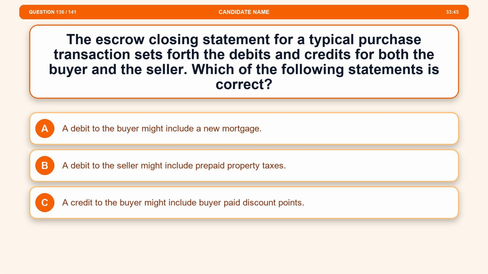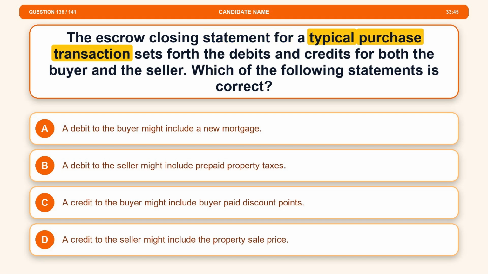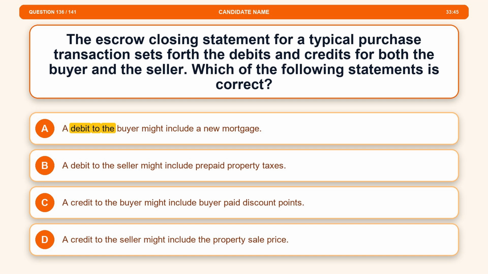Question 136. The escrow closing statement for a typical purchase transaction sets forth the debits and credits for both the buyer and the seller. Which of the following statements is correct? Option A, a debit to the buyer might include a new mortgage. Option B, a debit to the seller might include prepaid property taxes. Option C, a credit to the buyer might include buyer-paid discount points. Option D, a credit to the seller might include the property sale price.